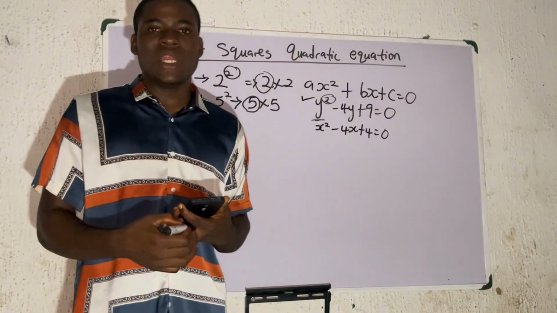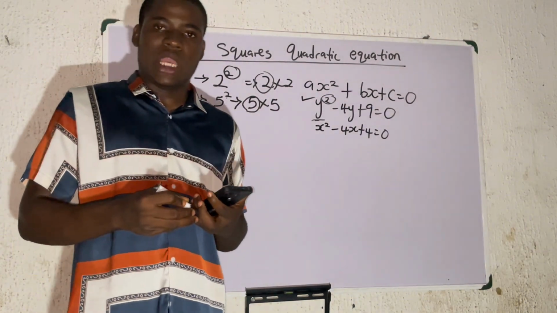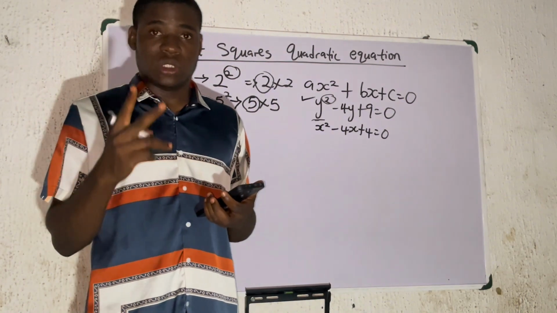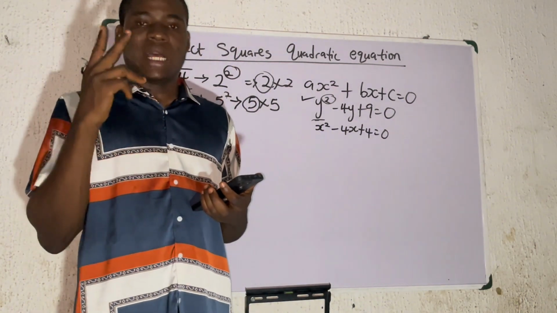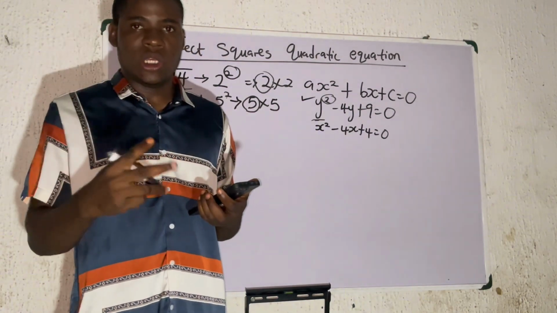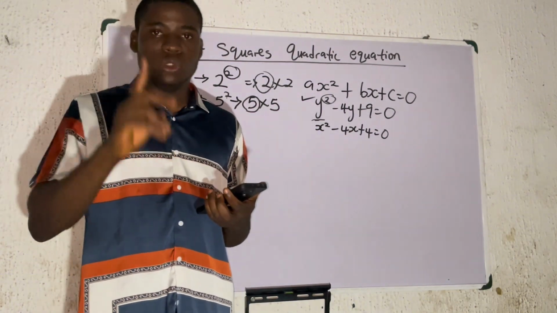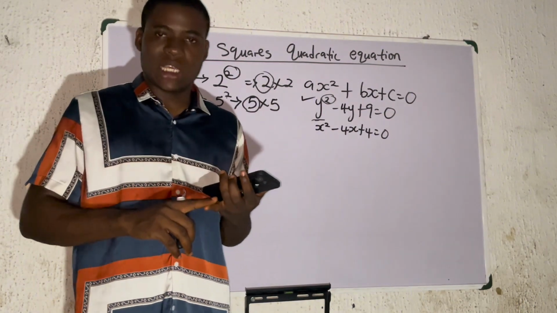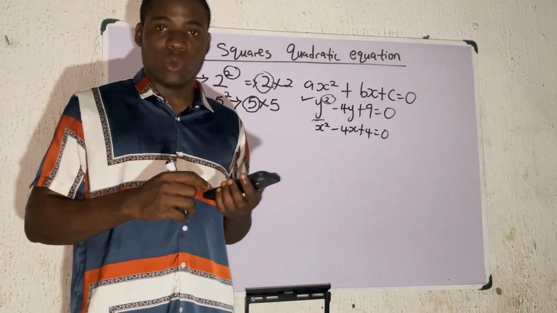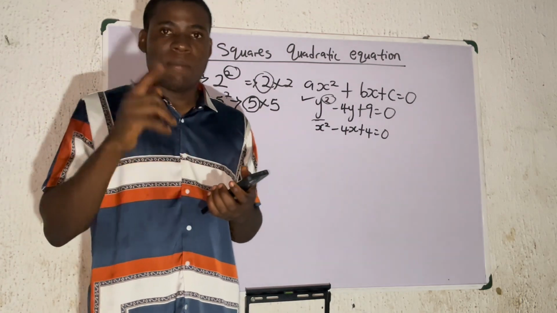For you to know whether a quadratic equation is a perfect square or not, there are two conditions, and these two conditions must both be obeyed for you to say that it is a perfect square. The first condition that you should note is that the first term and the last term must be perfect squares.